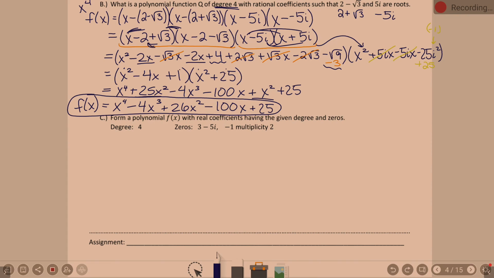Okay, well, somehow we need to make 4 out of that. What's the obvious one to you? Yeah, if there's a 3 minus 5i, then we know there's going to need to be a 3 plus 5i. Now, do you understand what they mean by negative 1 multiplicity of 2?